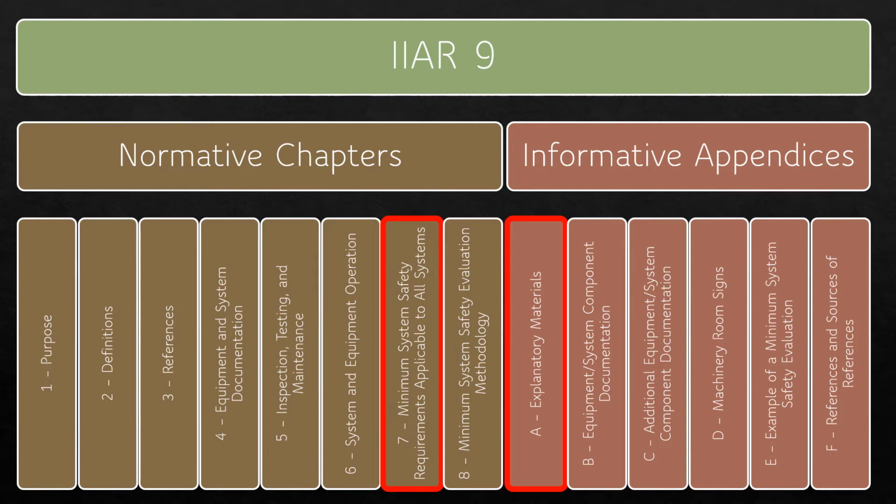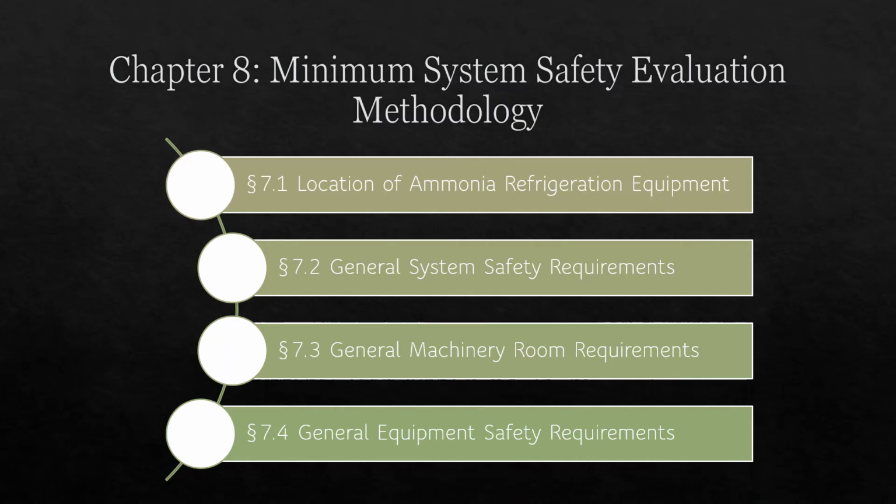Chapter 7 is by far the longest chapter in Standard 9 and contains the minimum system safety requirements that are applicable to all systems, regardless of when they were built. Chapter 7 has 4 sections which address the location of equipment, general system safety requirements, machinery room requirements, and general equipment safety requirements. In this video, we'll explore the requirements of Section 7.3.